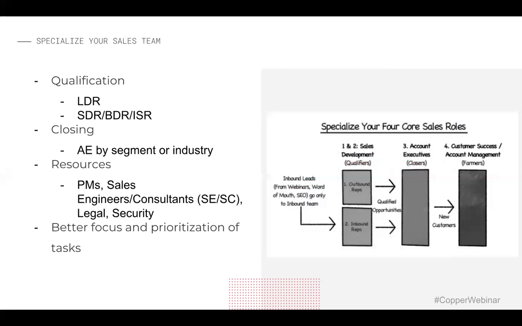The inbound people are going to be pretty quick. They're going to have to cycle through, maybe 60 calls a day. The outbound people, they might just be looking to connect with 10, 20 people a day. So much different motion there and much different skill set.